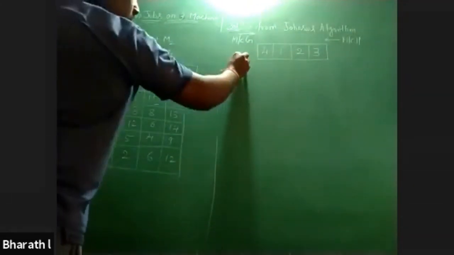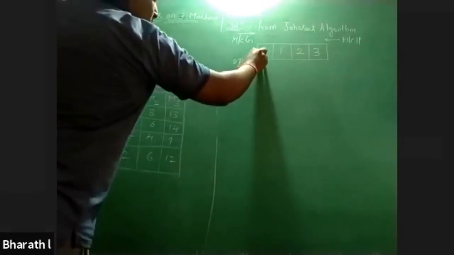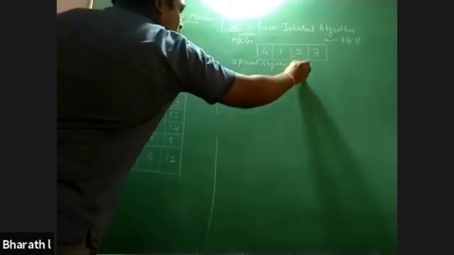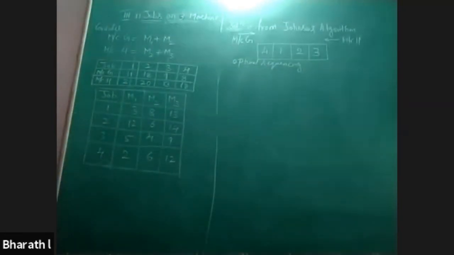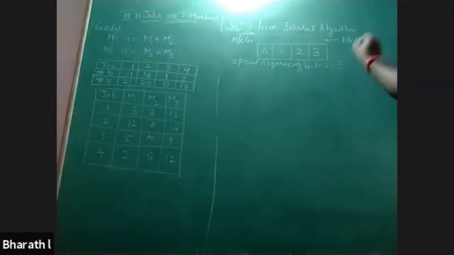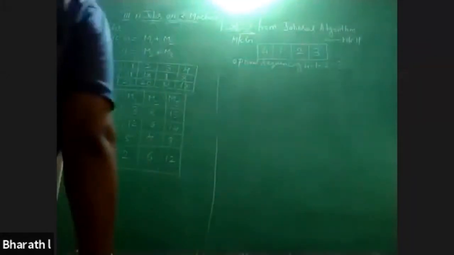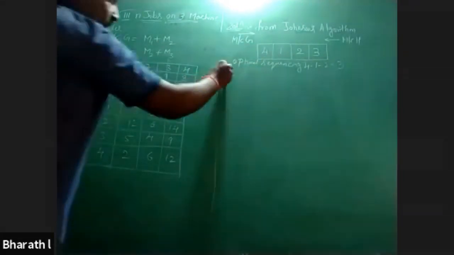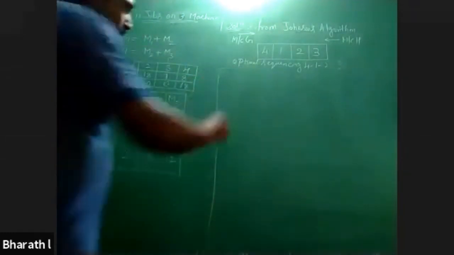Here you have to write optimal sequencing. Optimal sequencing is 4, 1, 2, 3. Then after writing optimal sequencing, to find total elapsed time, we'll construct the table. Here you have to write job.